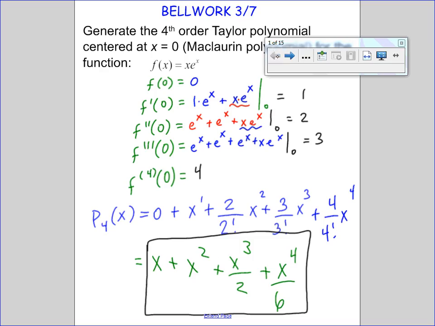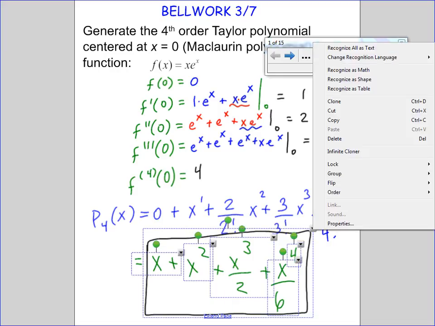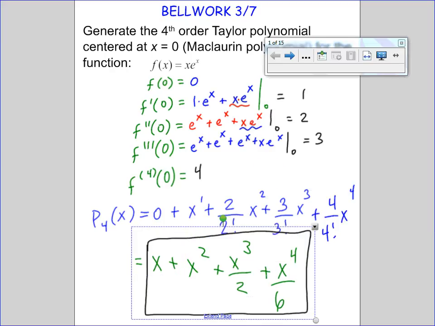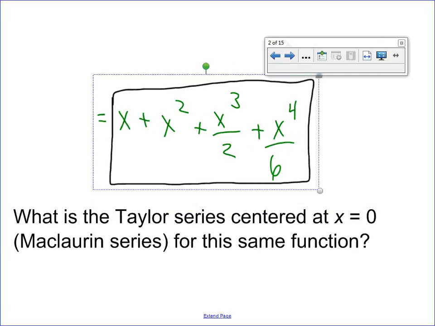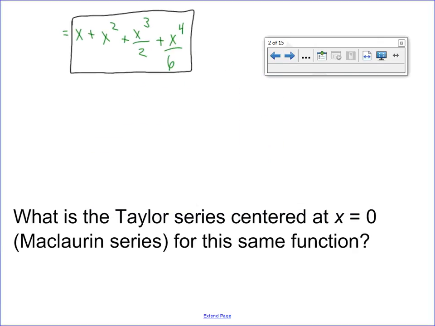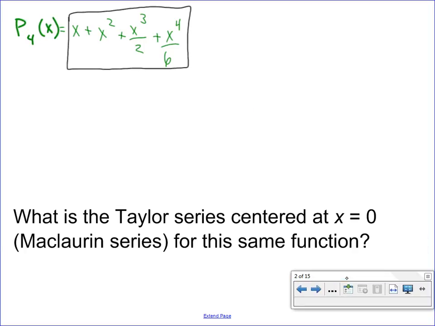So if that's my 4th order Taylor polynomial, I'll call it p sub 4 of x. Could I generalize the pattern and write a series representation for the function that is an infinite series? That would be the Taylor series.